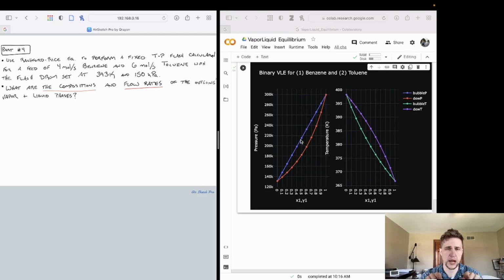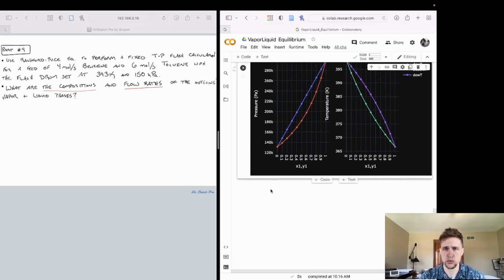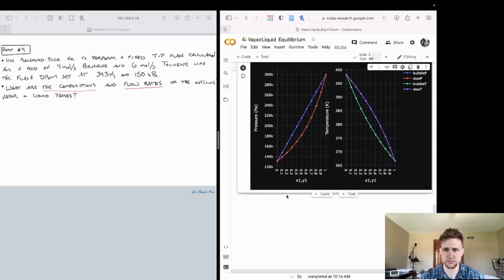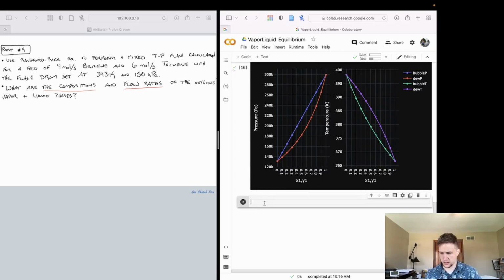So we're going to see what happens when our flash drum is set at this temperature and pressure, whether separation occurs, or whether it's just going to leave in 100% of one of the two phases, and still what the compositions will be. So let's move forward by coding this out in Python to help us resolve the Rachford-Rice equation and see what the results are.